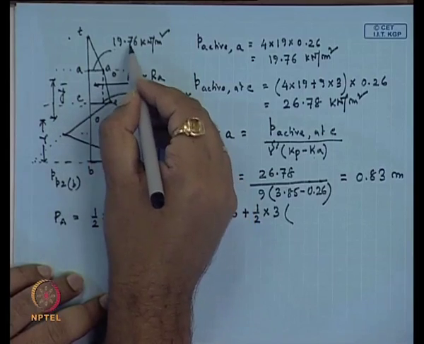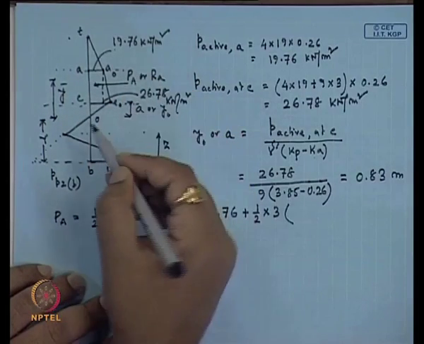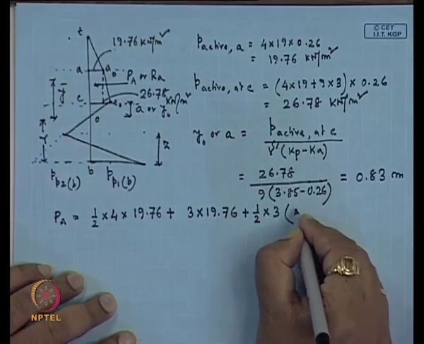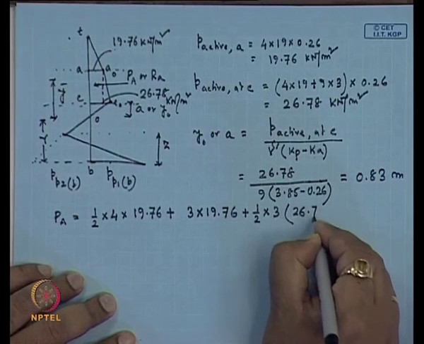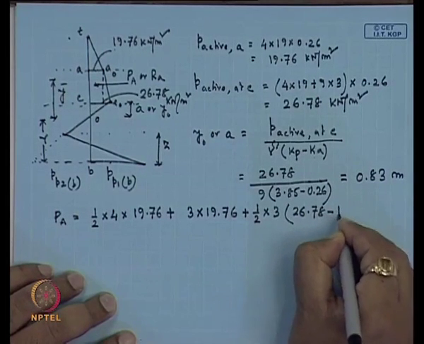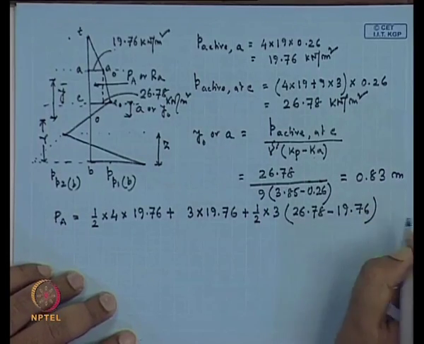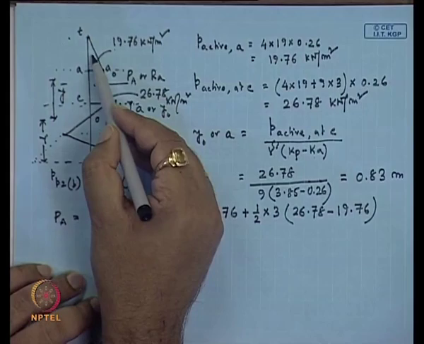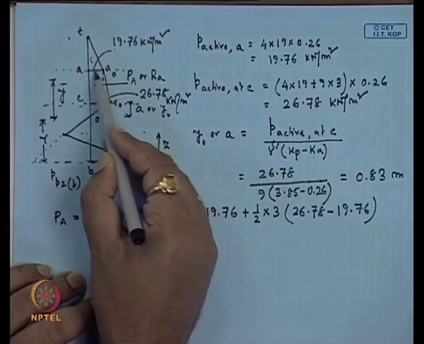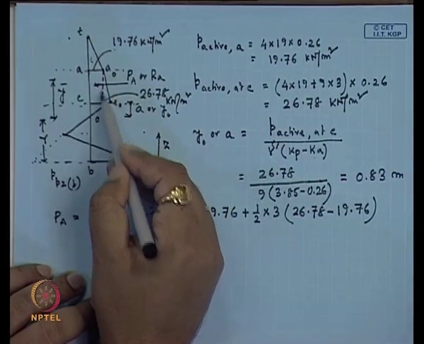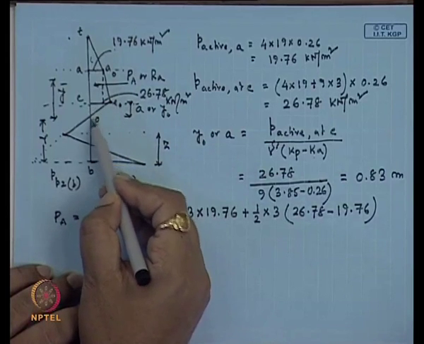From that, 19.76 we have already considered. So, the rest will be 26.78 minus 19.76. Then that means this is the area. So, we have considered this triangle, then we have considered this rectangle, then we have considered this triangle, then the rest is only this triangle.